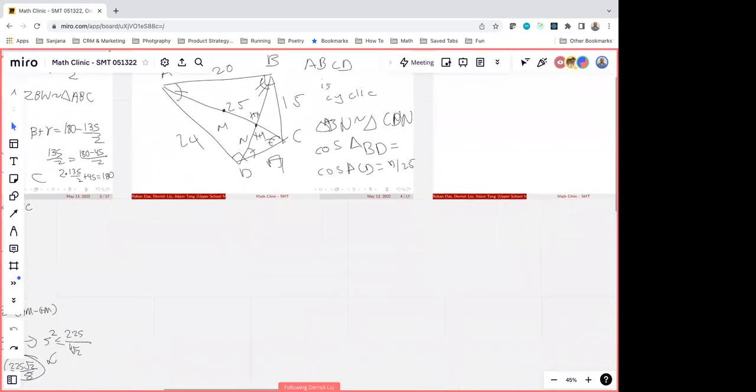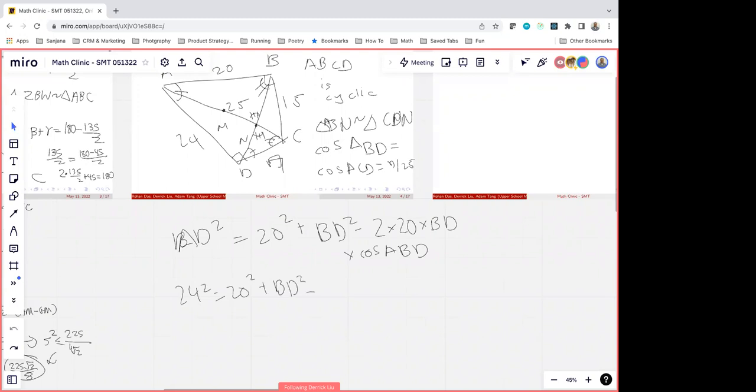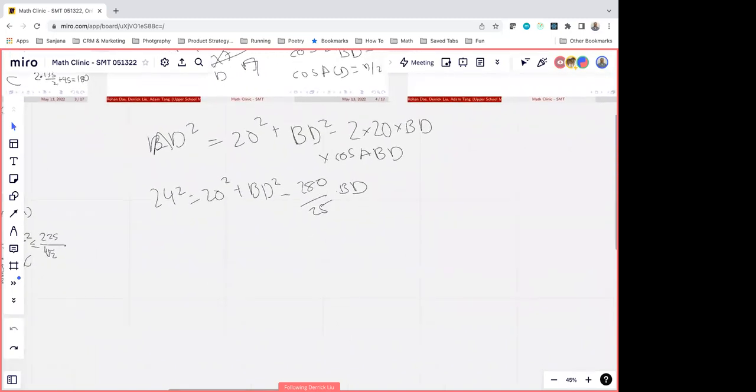So now by the law of cosines, we have that AD squared is equal to 20 squared plus BD squared minus 2 times 20 times BD times the cosine of angle ABD. So we have 24 squared is equal to 20 squared plus BD squared minus, this is 280 over 25 times BD. And then we can solve this using the quadratic formula. And then what we notice is that BD is actually 20. And what that means is that ABD is isosceles.